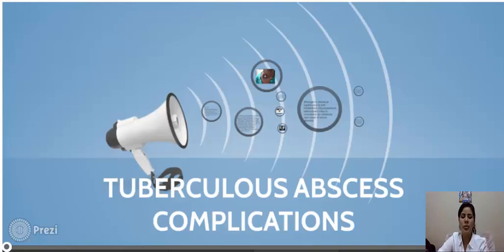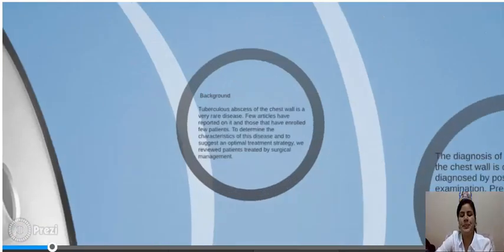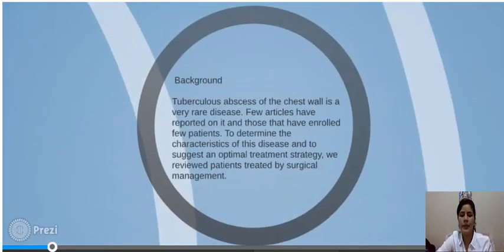Tuberculous abscess complication. Background. Tubercular abscess of the chest wall is a very rare disease. 5 articles have reported on it, and those that have enrolled 5 patients.